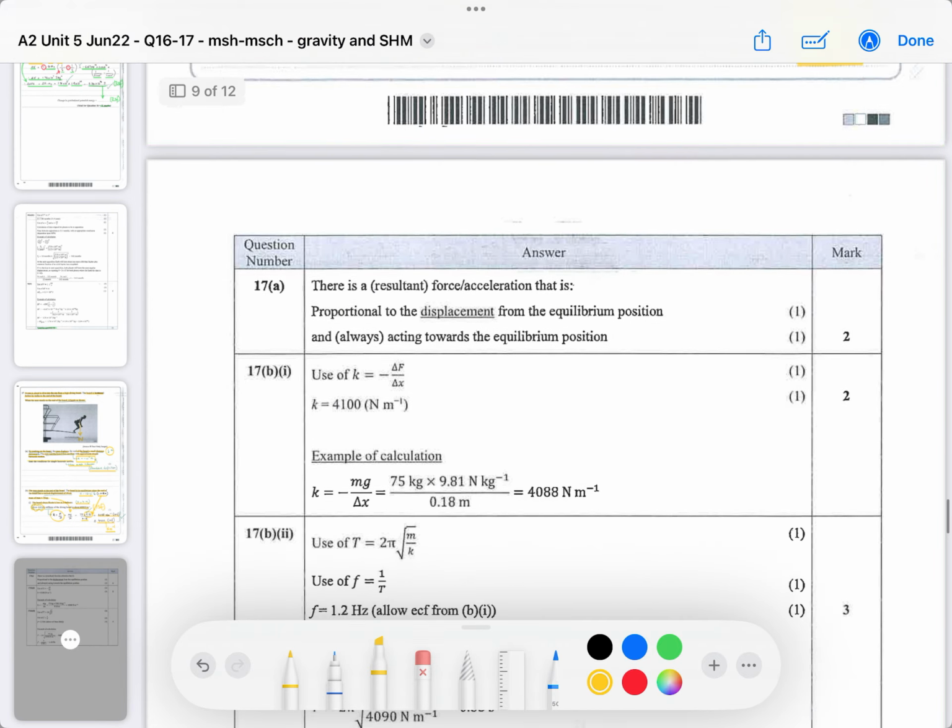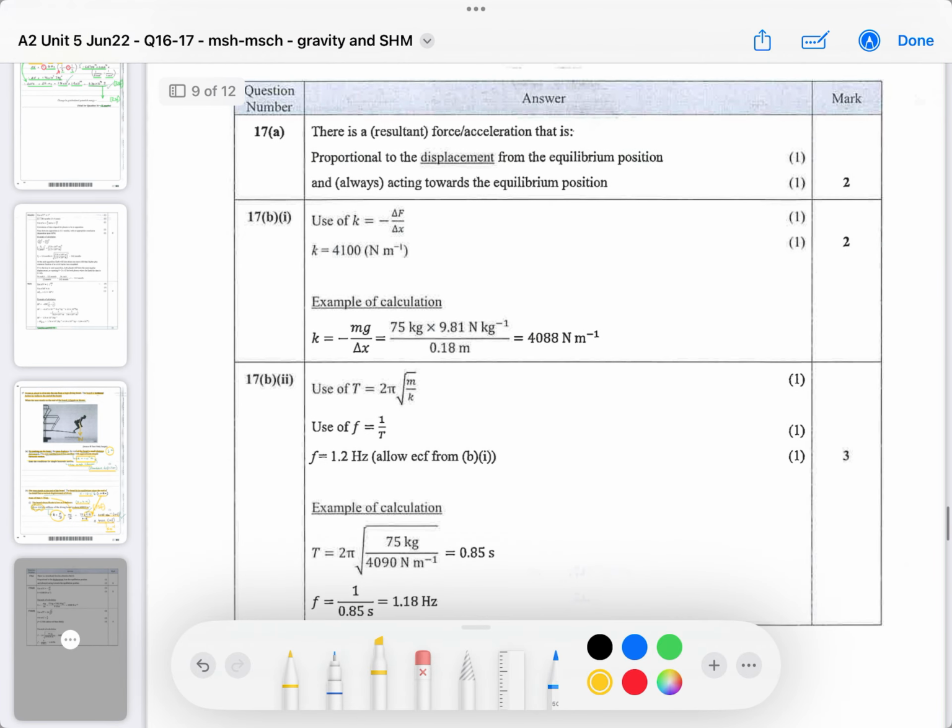Okay, so now we know the stiffness. This is the definition of simple harmonic motion. I'll let you stop the video, and this is something that you just got to learn because it's going to repeat many times. Here's how they do the k value, and they put it as 4,100 to 2 significant figures, which is approximately 4,000 newtons per meter to one significant figure.